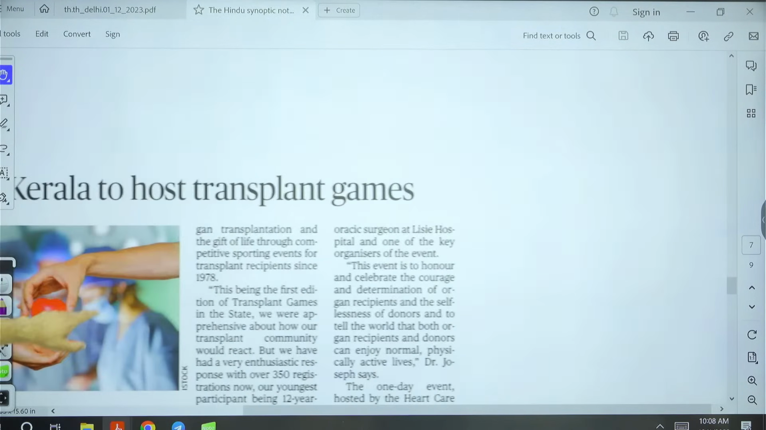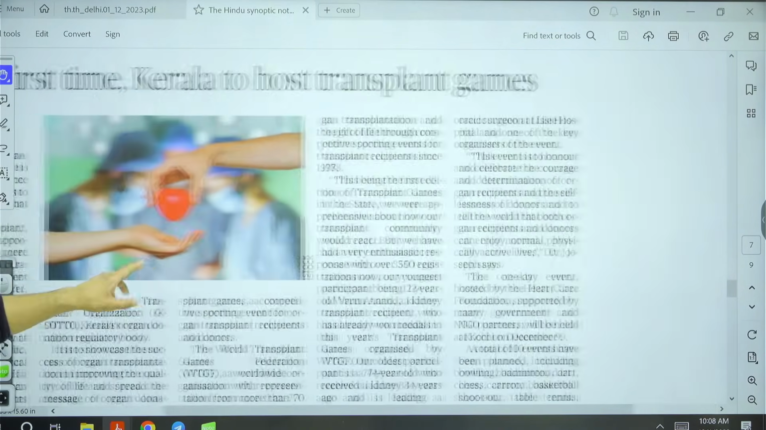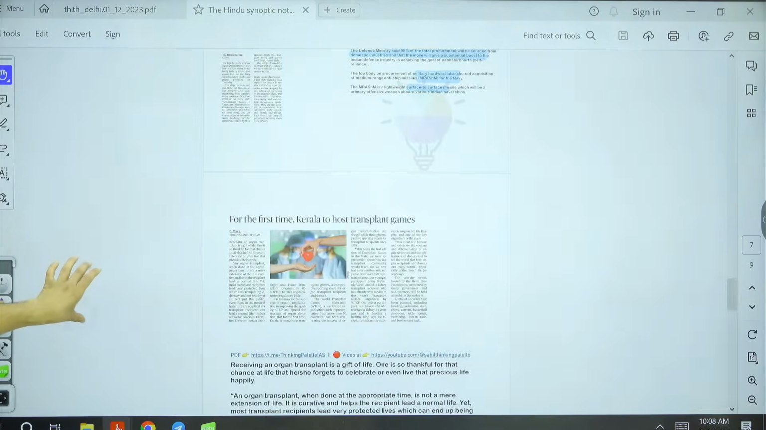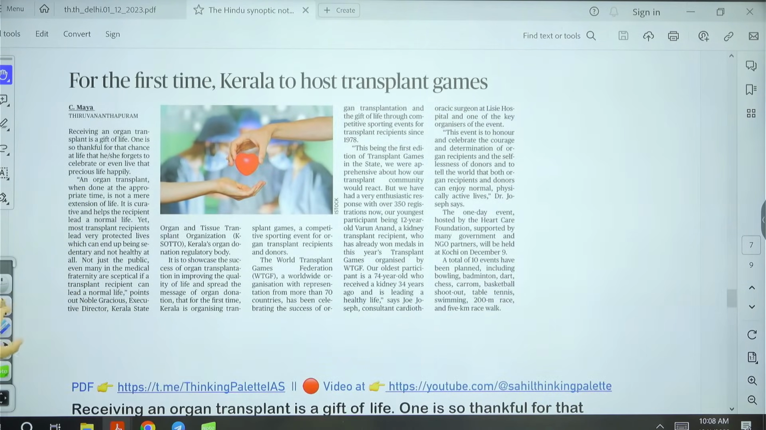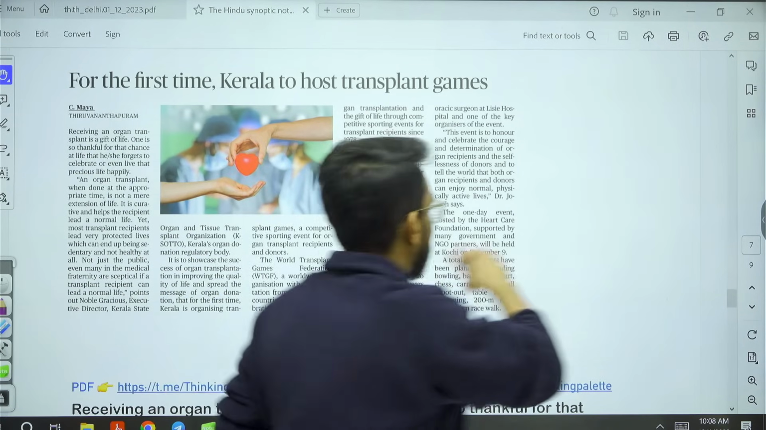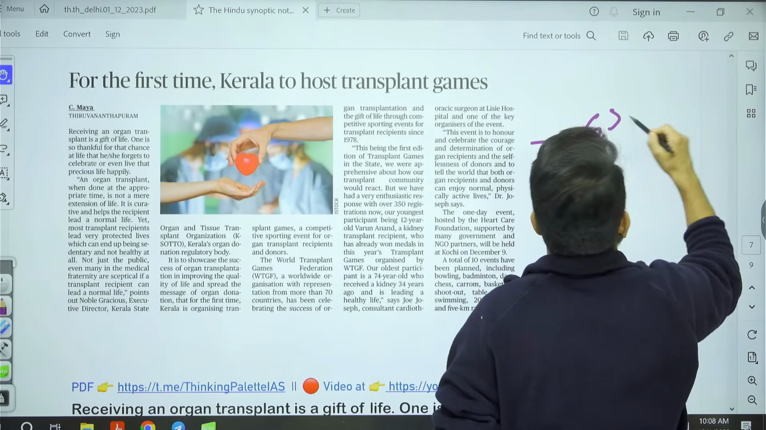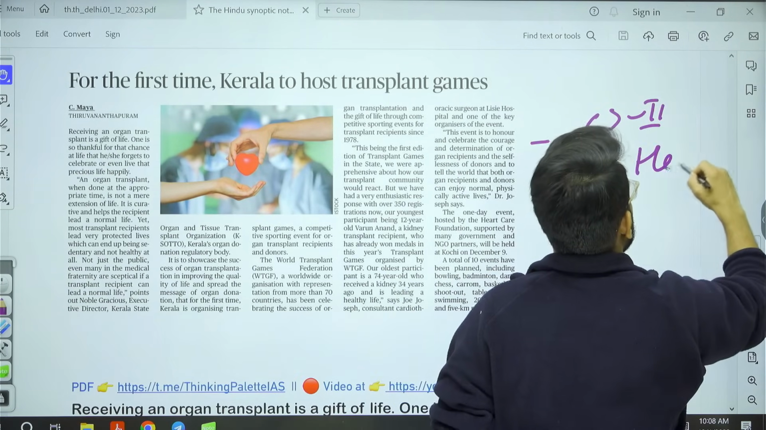Now moving on to next article. Okay. For the first time, Kerala to host transplant games. Now this article guys, you can use as a case study in health. GS paper number 2, health related answers, you can use it as a case study.